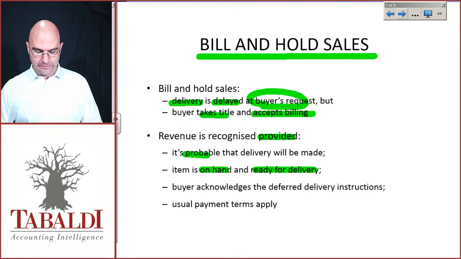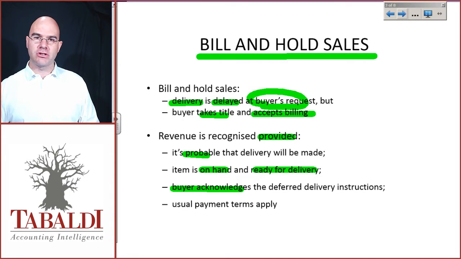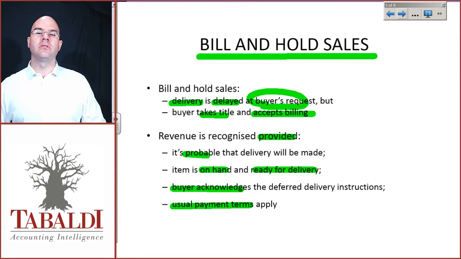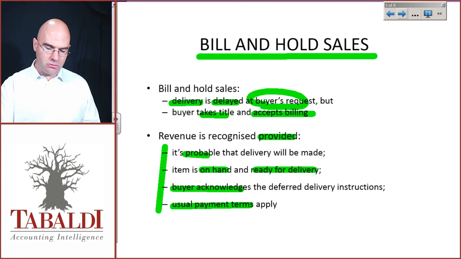That's very important. The buyer must acknowledge the deferred delivery instructions. That may be by email, fax, written letter. And the usual payment terms must apply. If all of those criteria are met, then the risks and rewards are deemed to be transferred before delivery. When those are all met, you can recognize revenue.